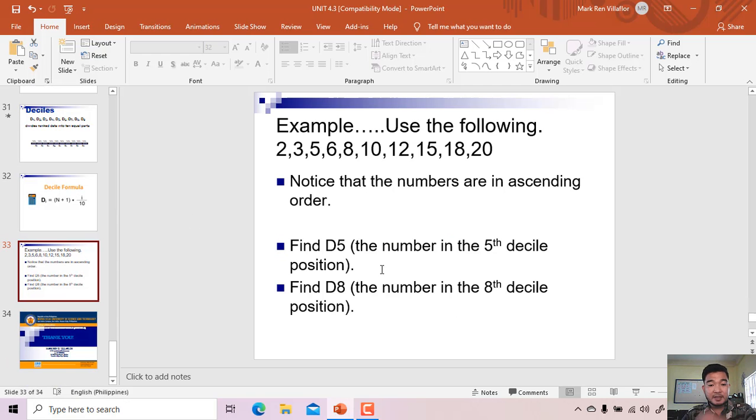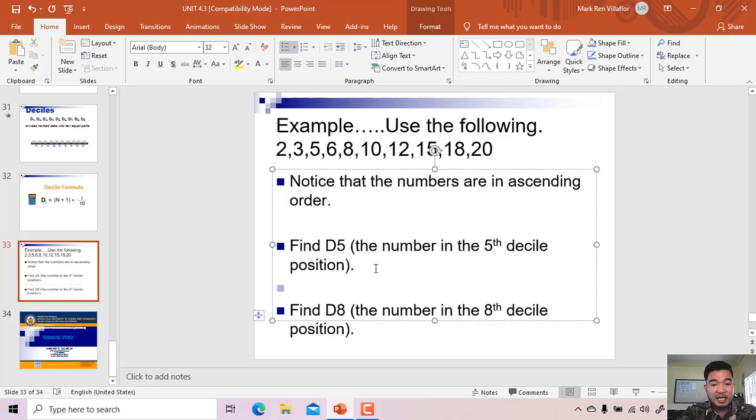So let's solve this. Unahin muna natin si fifth decile. What is the formula? Fifth decile is equal to, sabi natin kanina, that's n plus 1. What is our n here? Bilangin mo, 1, 2, 3, 4, 5, 6, 7, 8, 9, 10. So that's 10 plus 1 times I over 10. What is I over 10? Ano yung I natin dito? That's 5. So 5 over 10 is equal to 1 half, and 1 half is equal to 0.5.